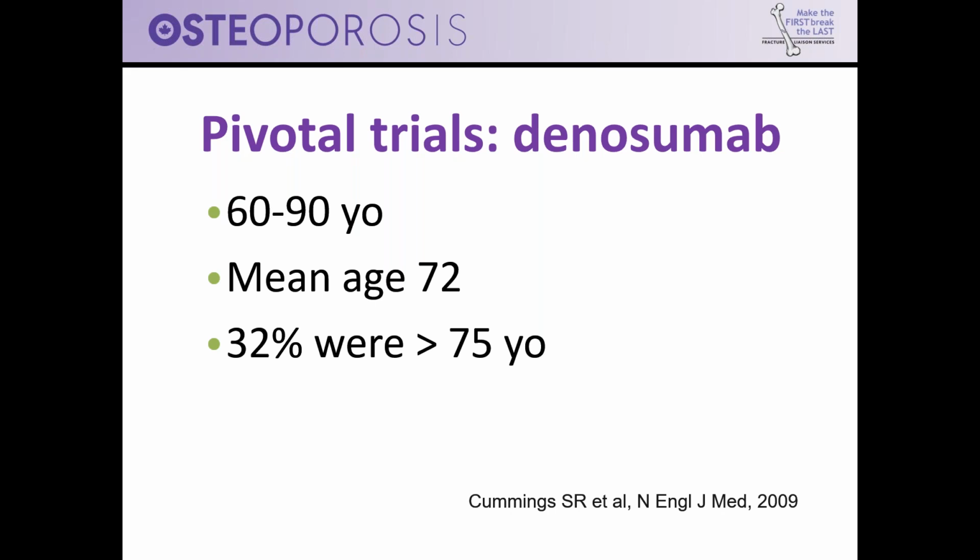So one of the pivotal trials was with the denosumab, the randomized controlled trial. And this, instead of just going to age 80 or 81, you can see they're now including patients up to the age of 90. And in the study, about a third were over the age of 75.